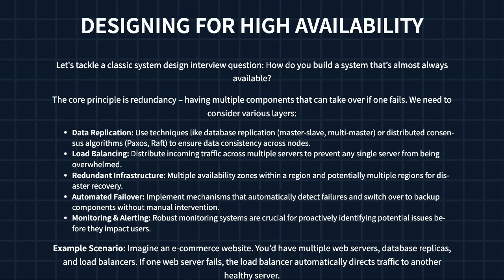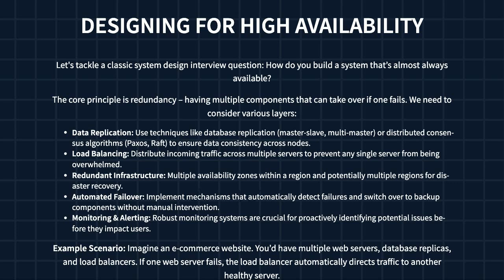Okay, let's talk about building a system that's super reliable, something almost always available. The key is all about redundancy. Think of it like having backup systems in place at every level. We need to replicate our data using things like database replication or more advanced consensus algorithms. Then we use load balancers to spread the traffic across multiple servers, so if one crashes, others can pick up the slack. And crucially, we don't just have a single data center, we want multiple availability zones and potentially even different regions for disaster recovery.